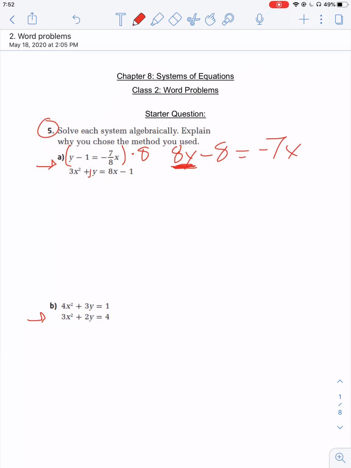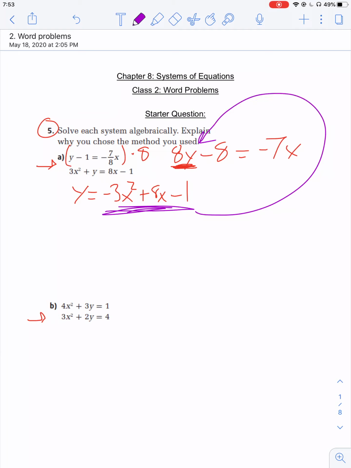But the coefficient of my y here is 1. So solving for y will be much easier because I won't have any fractions to worry about. If I solve for y in this equation, all I have to do is move this 3x squared to the other side. So y will equal minus 3x squared plus 8x minus 1. Now I can plug this y value into my top equation, and then solve that quadratic equation.